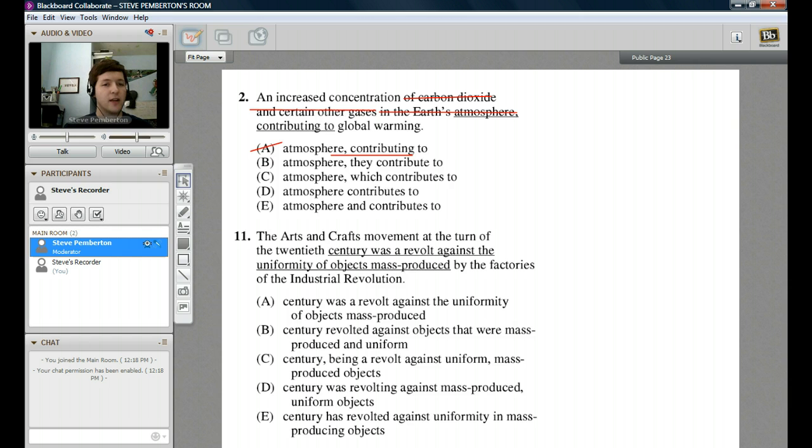And that's a good way to look at subject-verb errors. Ignore the prepositional phrases in between the subject and the verb, and focus on the core grammar part of the sentence. Well, now that we've ignored those prepositional phrases for the moment, it becomes clear it should be contributes, so it can't be B.